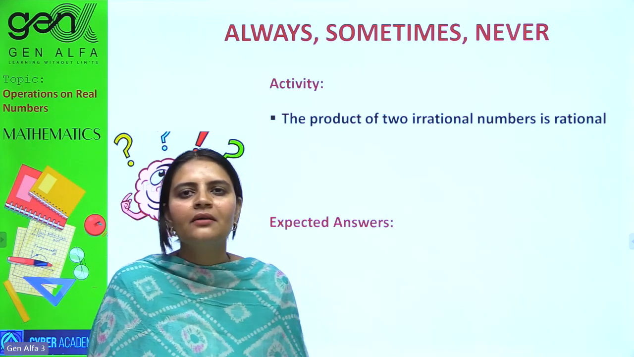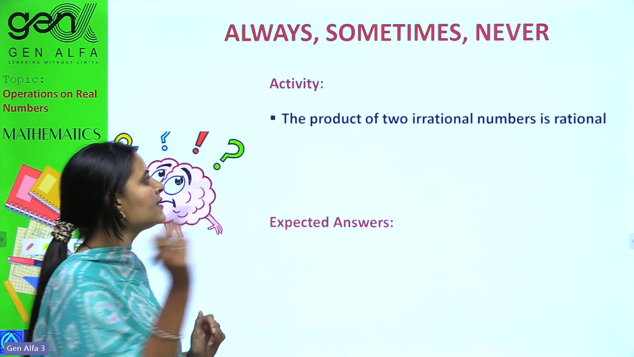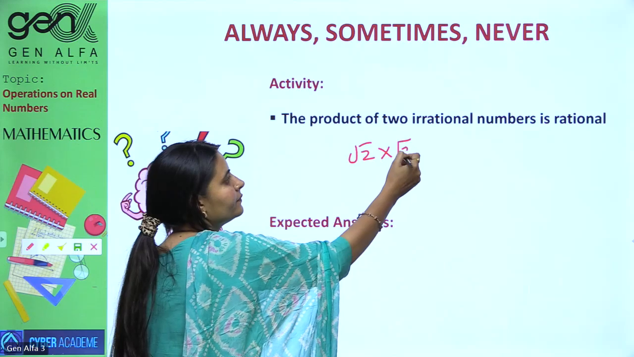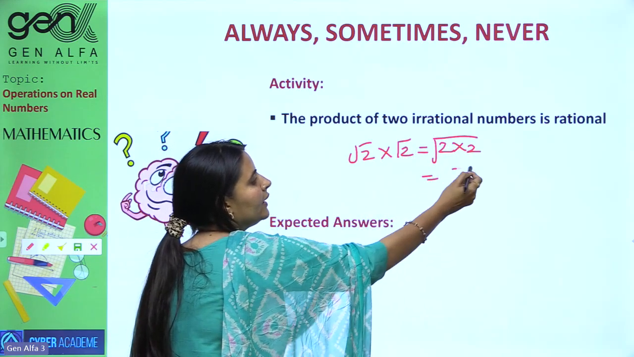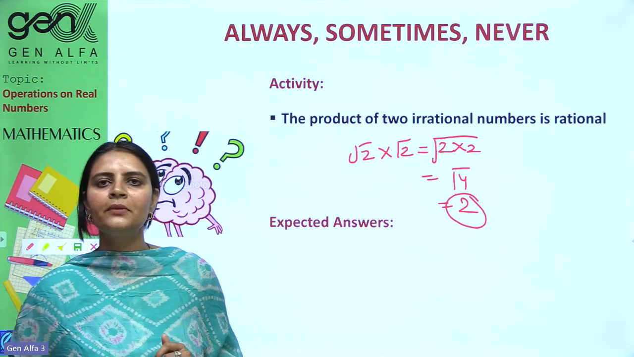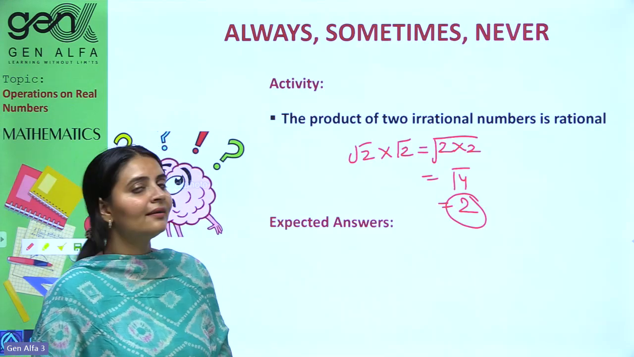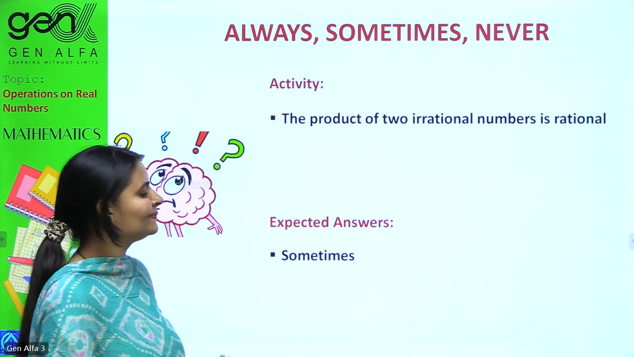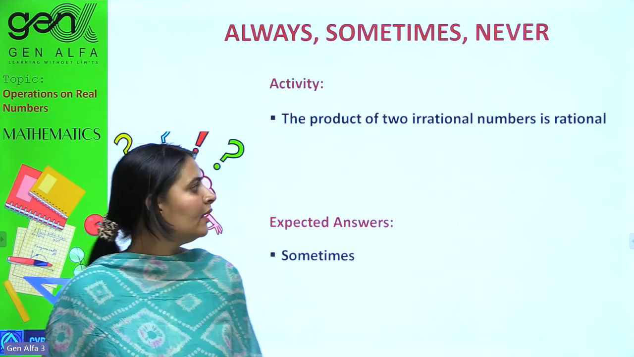Think of an example: root 2 multiplied by root 2. Two irrational numbers, when multiplied, give you root 4, ultimately getting you to a rational number. So, the statement is sometimes. Yes, it could be wrong, it could be right sometimes.